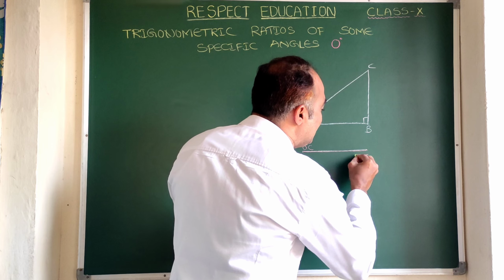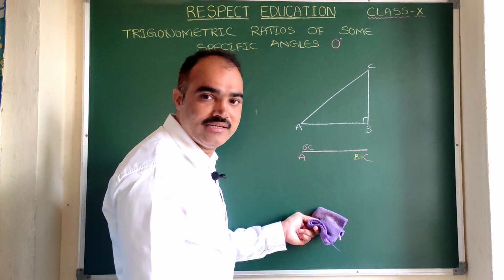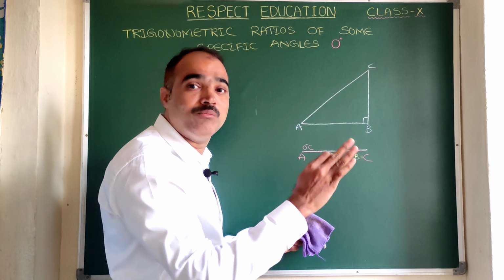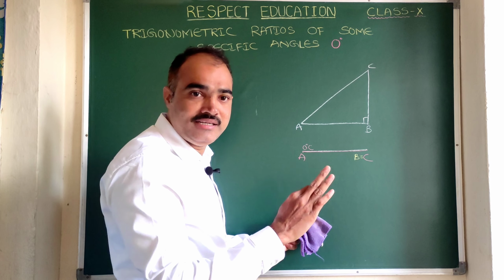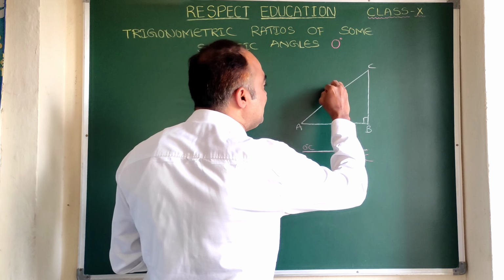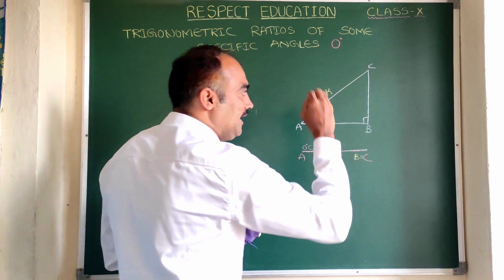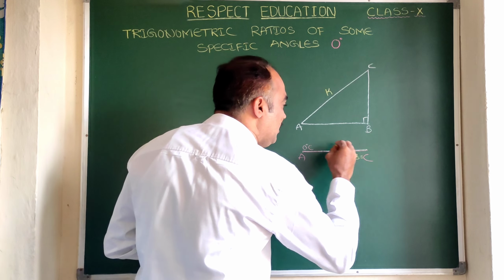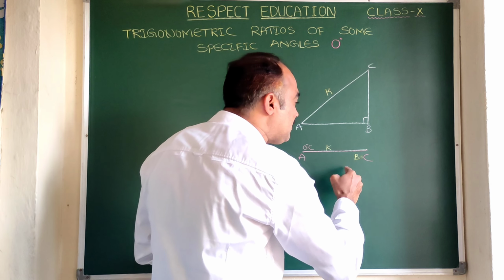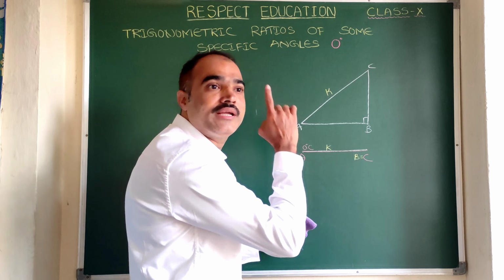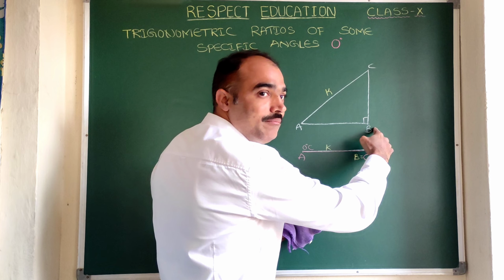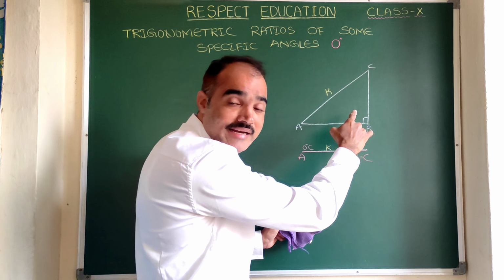So B and C, both of them, coincide with each other. Did you understand? Here B and C are not different, both are equal. Now you tell me, in this case, if I take this hypotenuse as K, then AC will be K. At the same time, since C equals B, AB is also K. Is it clear? Then what about BC? BC, is it there? It is not there.